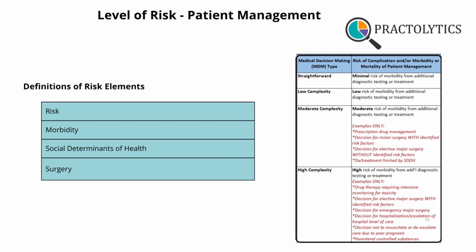The next definition is the classification of surgeries. The classification of surgery into categories such as minor surgery, major surgery, and elective and emergency surgery also plays an important role in the risk level. So, risk classification is based on decision for minor surgery with identified risk factors, decision for elective major surgery without identified risk factors, decision for elective major surgery with identified risk factors, and lastly, the decision for emergency major surgery. So any sort of surgery that is being scheduled or proposed will also have a bearing directly on the level of risk.